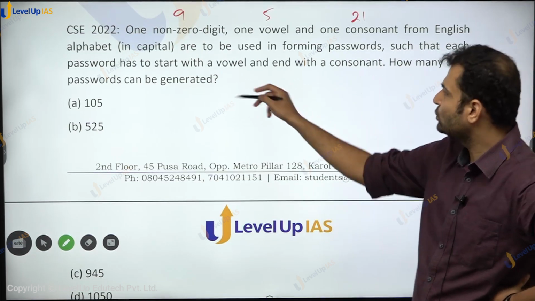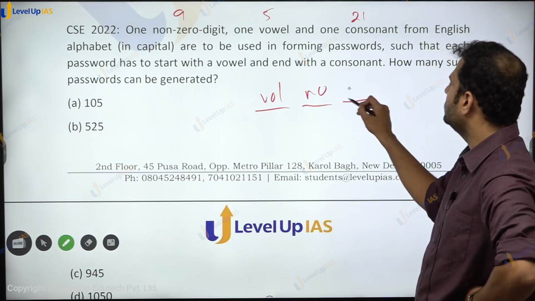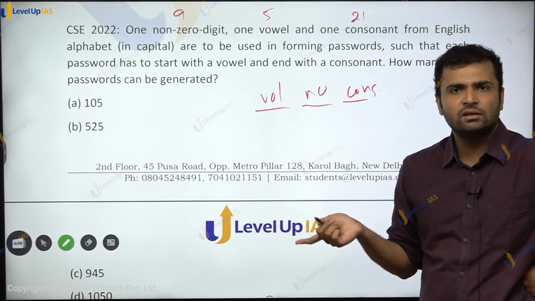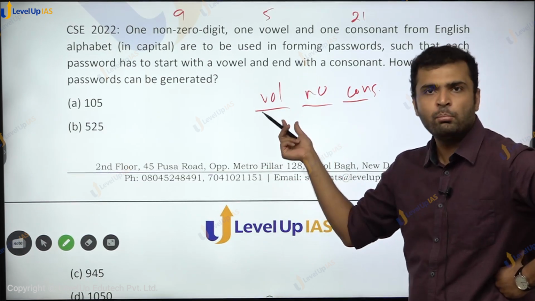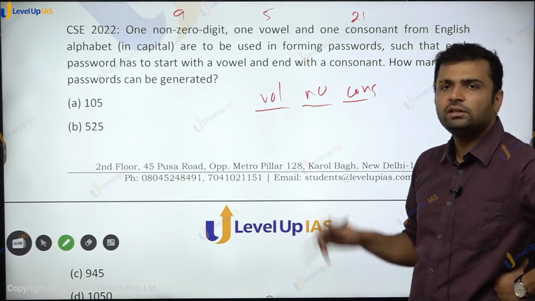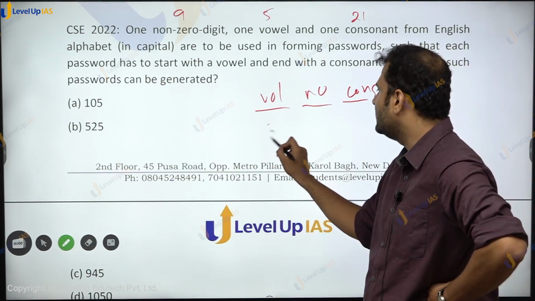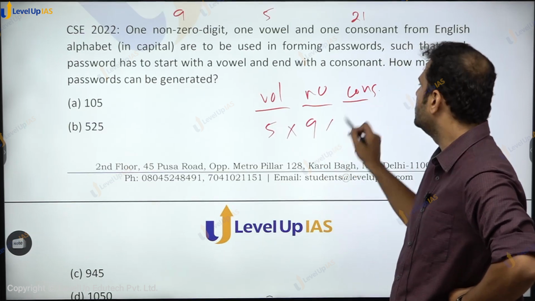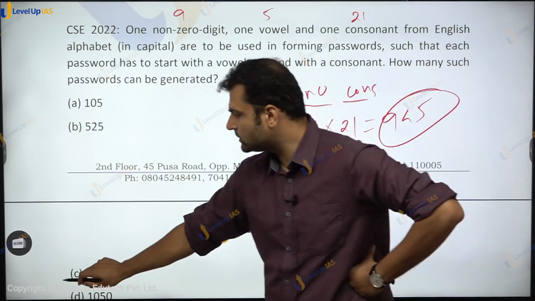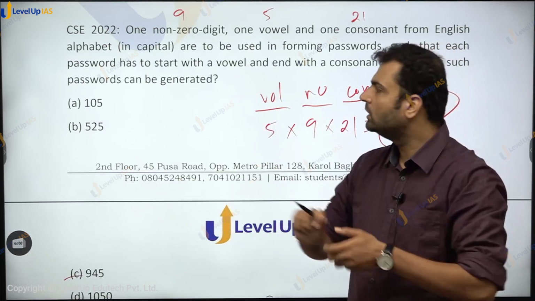Such that each password has to start with a vowel, end with a consonant. So यहाँ पे number और यहाँ पे consonant. How many such passwords can be generated? We have to choose 3 things. We have to choose vowel and number and consonant. And it is multiplication. And these 3 things are independent choices. These choices have nothing to do with previous choice. So vowels के लिए 5 choices, numbers के लिए 9 choices, consonants के लिए 21 choices. Total 945 choices. Answer is as simple as that. Directly multiply करना है तीनों numbers को and that is your answer.